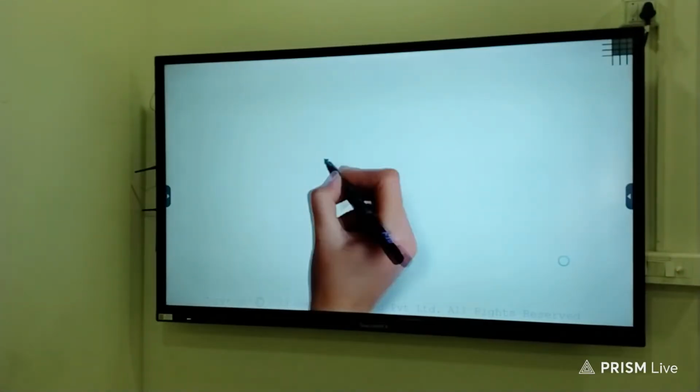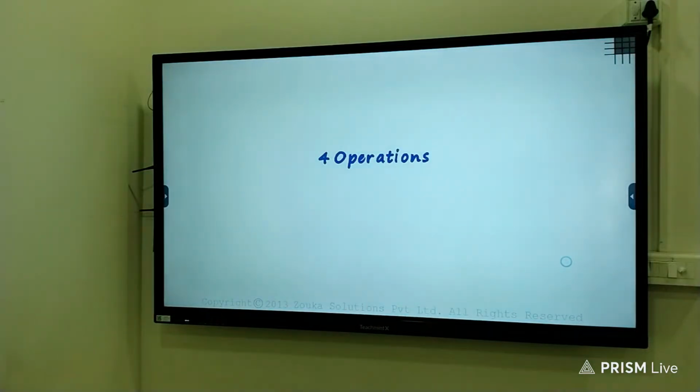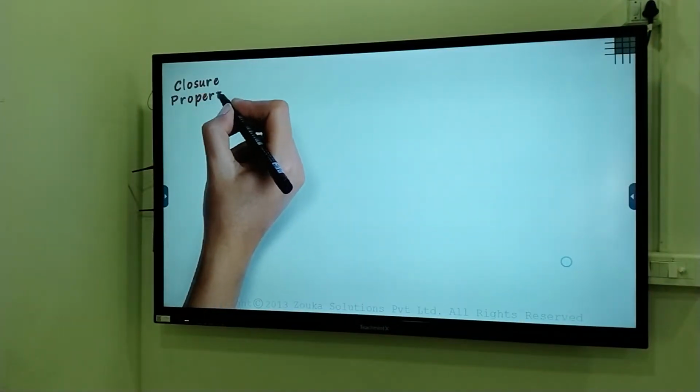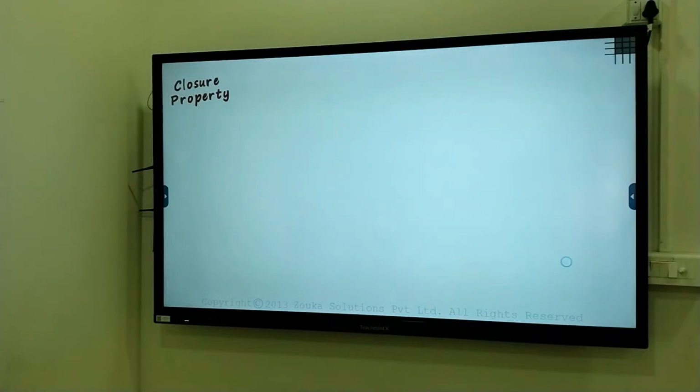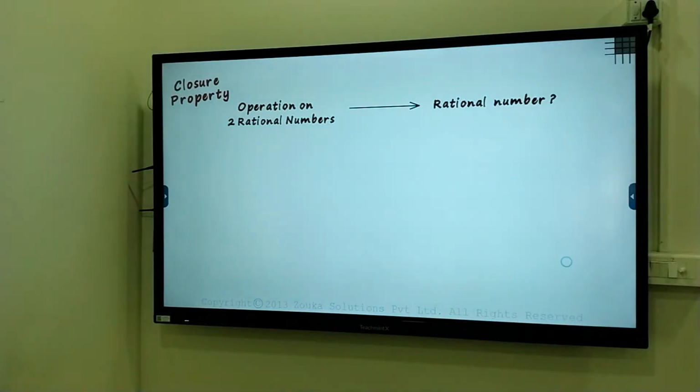We will be studying the properties of four operations on rational numbers. And those operations are addition, subtraction, multiplication, and division. There are quite a few properties we will look at, but let's analyze the closure property first. Closure property is very easy. It asks us, does an operation on any two rational numbers result in a rational number? If yes, then the closure property is satisfied for that operation. If no, then the closure property is not satisfied.